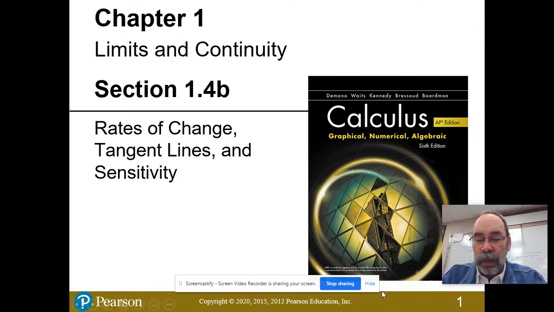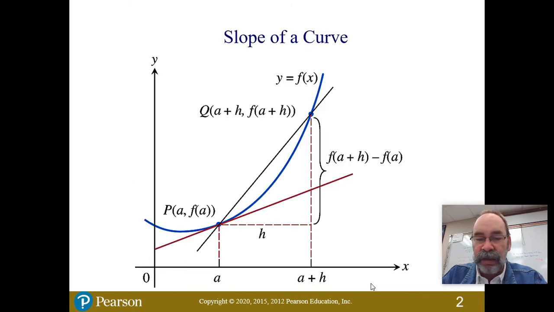So let's take a look at what we're doing here. Okay, section 1.4b, rates of change, tangent lines, and sensitivity. Me teaching sensitivity. That's kind of funny.